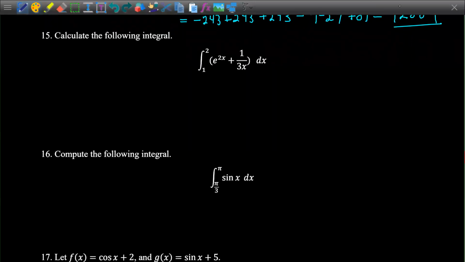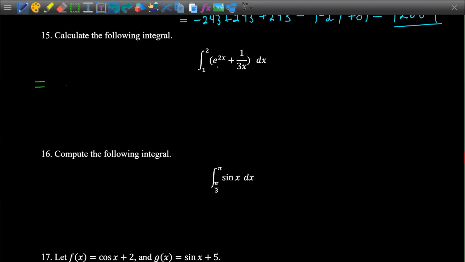All right, number 15, calculate this integral, which is a definite integral. So there'll be no plus c involved, and we'll need to evaluate our antiderivative at our limits of integration to get our answer. But we'll need an antiderivative, and there's a formula for that.